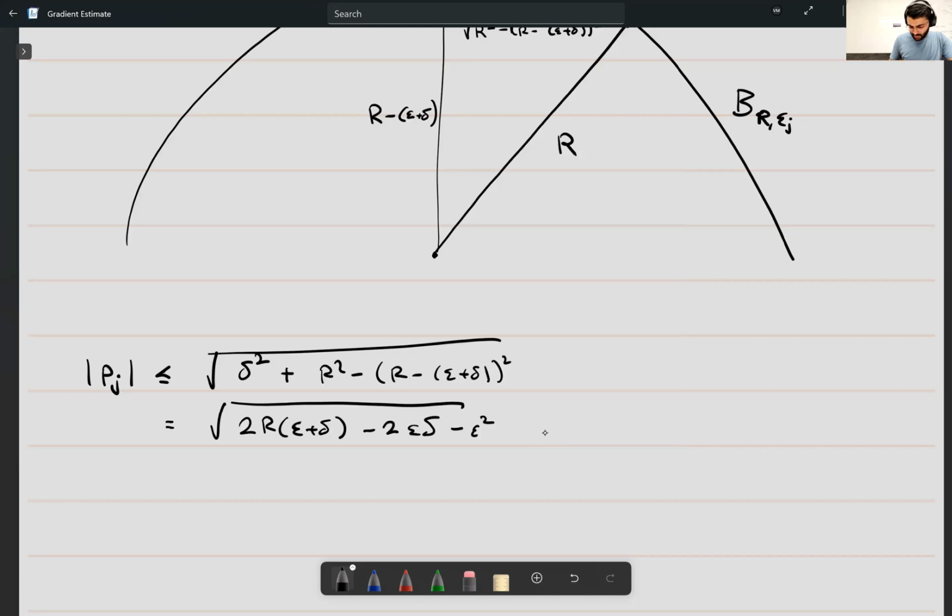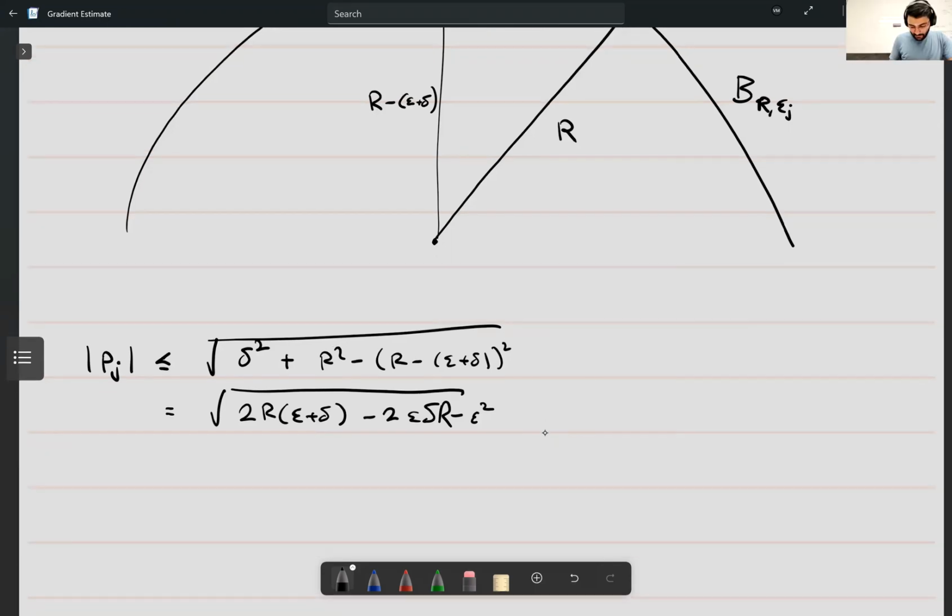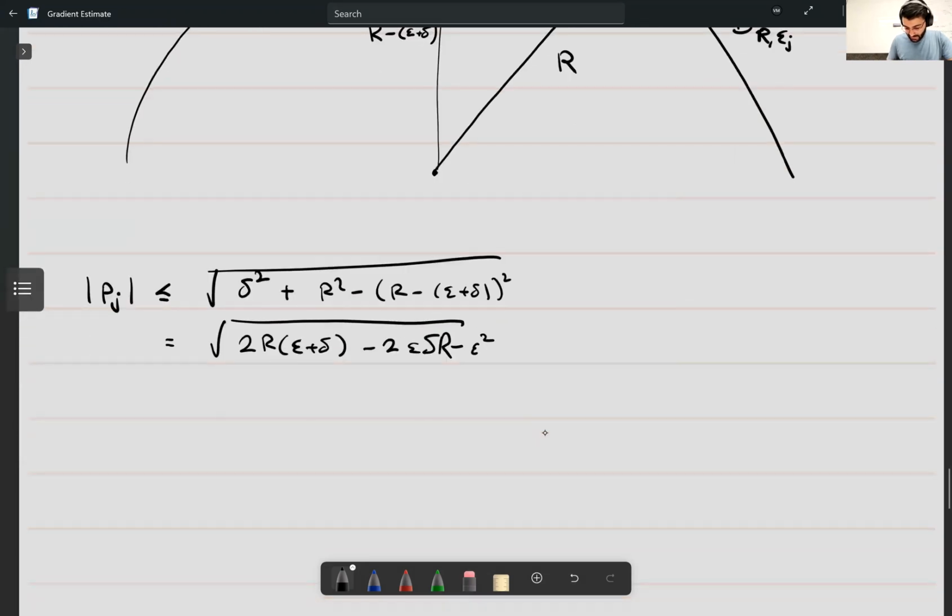No, that's not quite right. There's an r missing in the epsilon delta. Yes, epsilon delta r. Right, all right. Okay, so then, just to simplify this, wait, should this be a plus? No. And also a delta squared missing, maybe? Let's see.